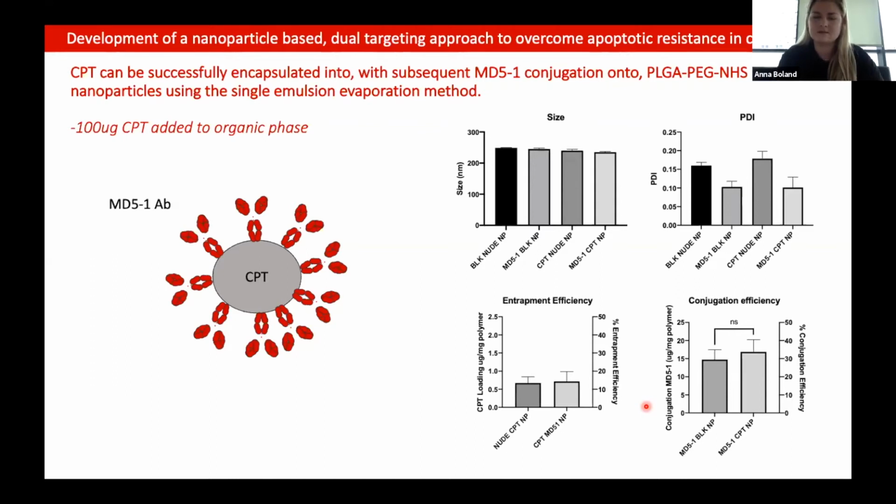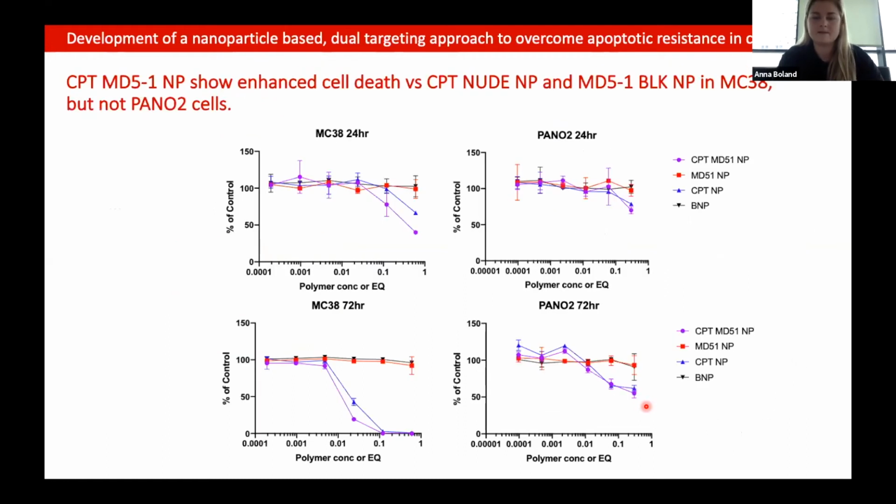So our next step was to take this forward and to put it on our cells. Here our important line is our purple. This is our CPT-loaded MD51-coated nanoparticles. Our blue is our CPT particles with no conjugating ligands on the surface. Red, as before, is our antibody-coated particles with no drug entrapped, and black is our blanks. And as you can see here in the MC38s, we see this increased cell death versus the antibody-coated particles or the CPT nude particles.